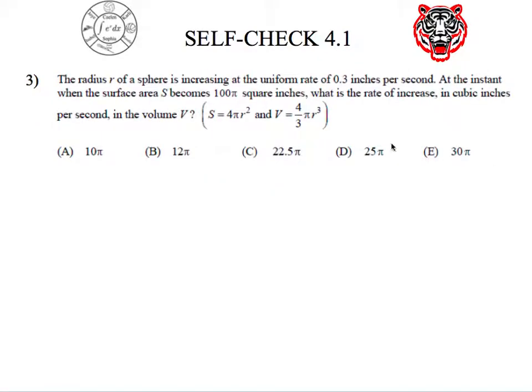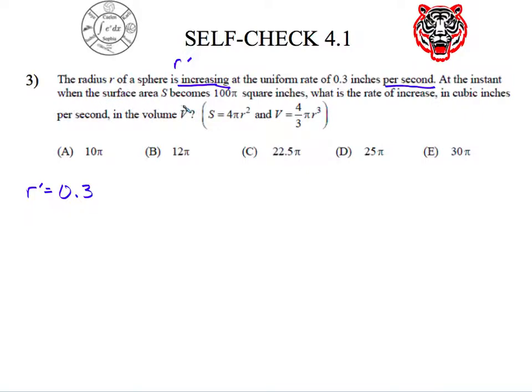Okay, number 3. The radius r of a sphere is increasing. So if it's increasing here, that means it's r prime. And it already tells us per second, that's another indication that it is r prime. So we'll label this r prime is equal to, and it is increasing, so it's positive 0.3. Units are inches per second. That's good to know for later.